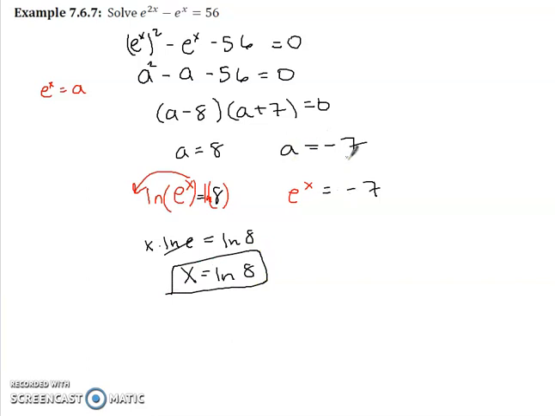Now here I have a little bit of a problem, because e to an exponent is a negative number, but that doesn't make any sense because e is positive. So if I have a positive number and I'm raising it to an exponent, that exponent can be as negative as we want. We are never going to have a negative answer as our output. So this is going to be a problem. You may remember when we went to graph our exponential functions, how we had a horizontal asymptote at the x-axis, because no matter how small our x values got, we never touched or crossed that x-axis. So e to the power of x is negative 7 does not give us a solution, so our only solution here is natural log of 8.